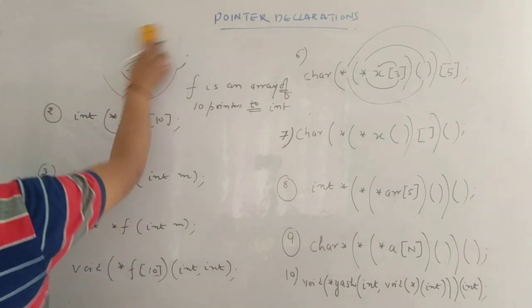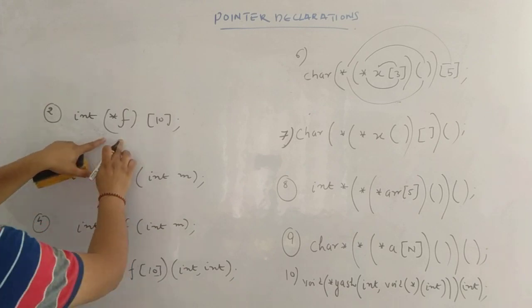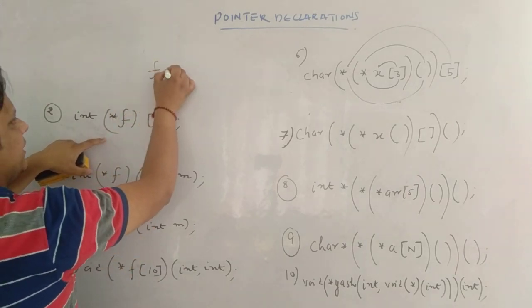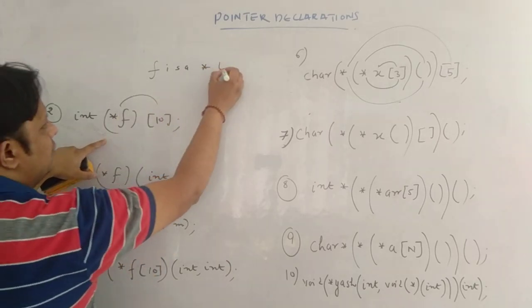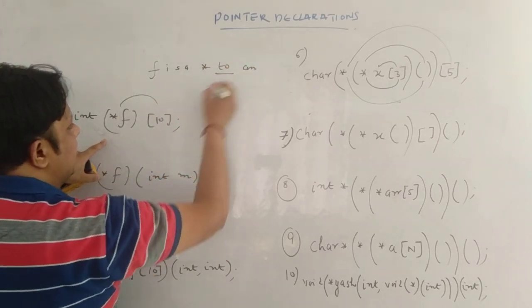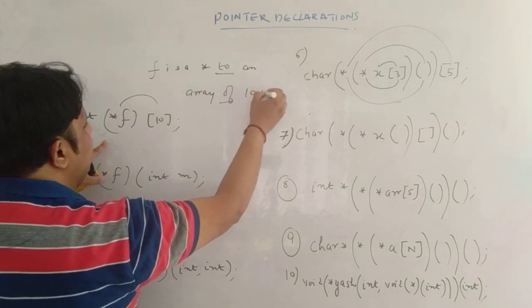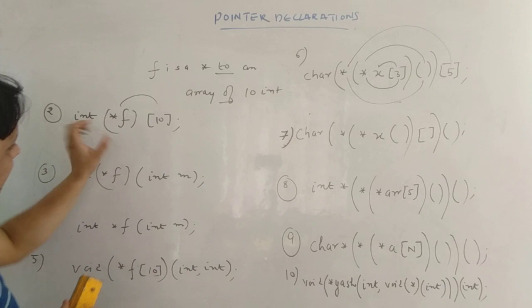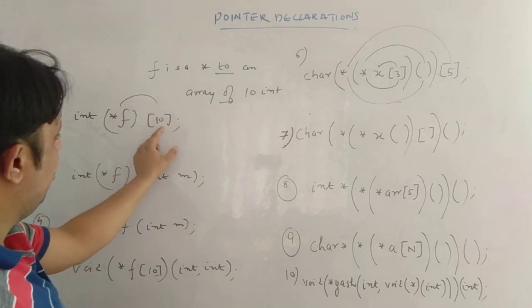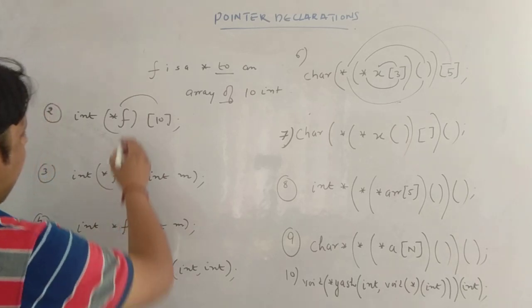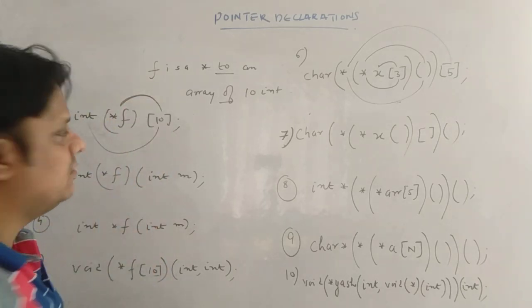Now in the second expression, what is f? See, f is in the bracket, so it means f is a pointer. Pointer to what? Pointer to an array of 10 integers. f is a pointer because f is in bracket, right? So f is a pointer to an array of 10 integers.